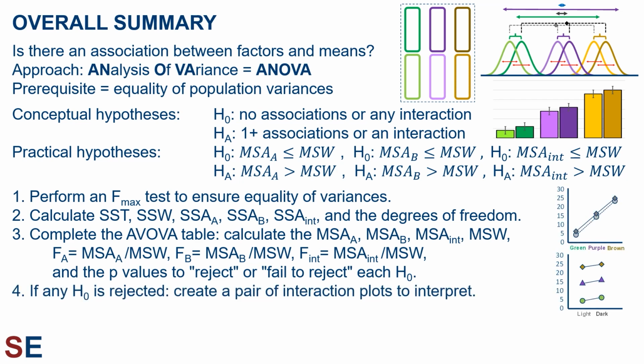Step 4. If any null hypothesis is rejected, we would create a pair of interaction plots to interpret what the significant results mean for the associations between the factors and the measured value, and what any interactions between the factors look like. Step 5 is to always be careful with the interpretations. Significant associations indicate that something is going on, but we have to think carefully about the nature of the data to understand the nature of the causality so we don't overinterpret our results.